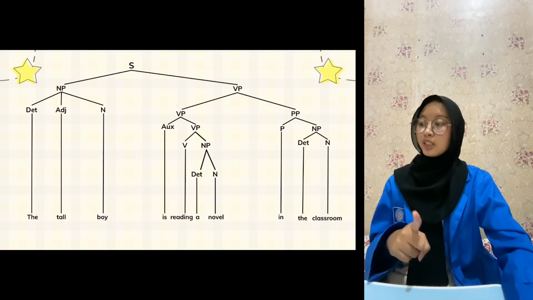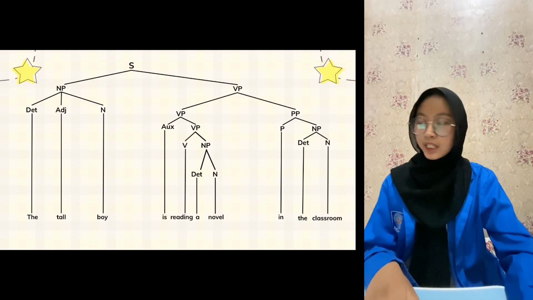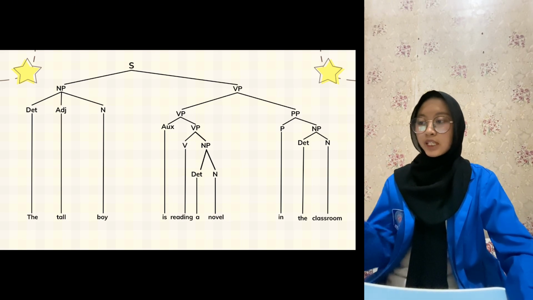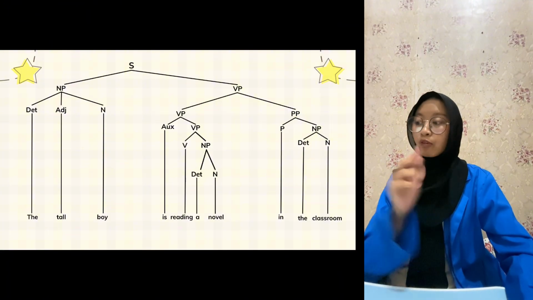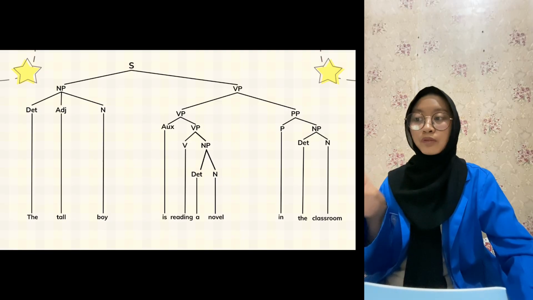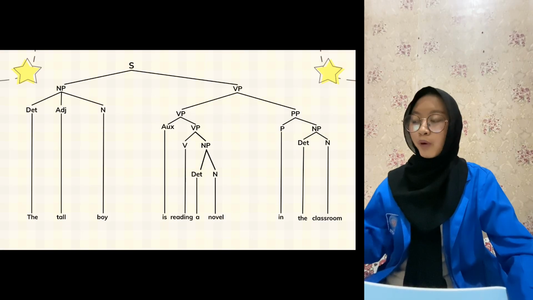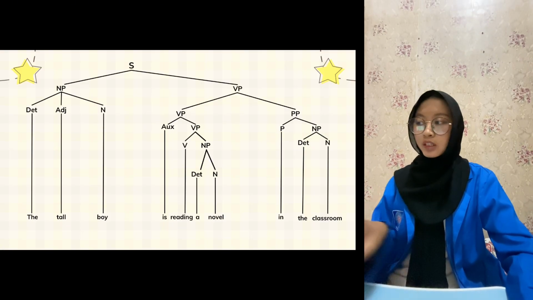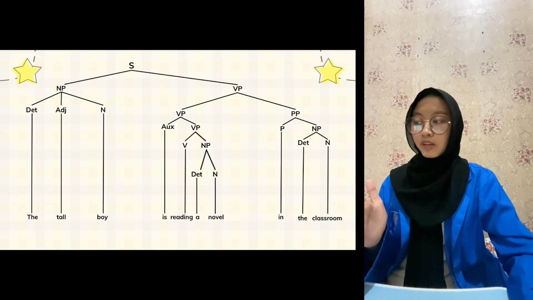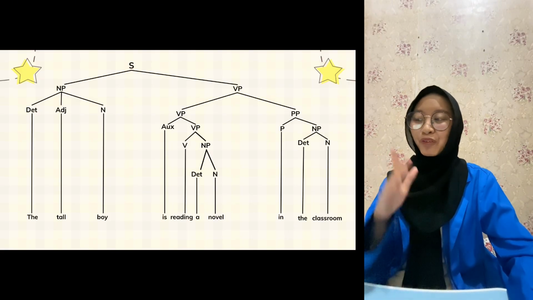For the first example, there's this sentence: the tall boy is reading a novel. The sentence is divided into two parts, NP and VP. For the NP section, we have the tall boy, and for the VP section, we have is reading a novel. For the NP part, we divide it into three. First up is Det, which stands for determiner, Adj stands for adjective, and N stands for noun.